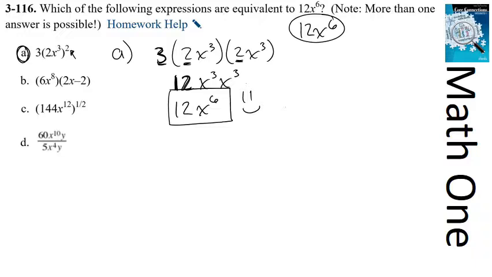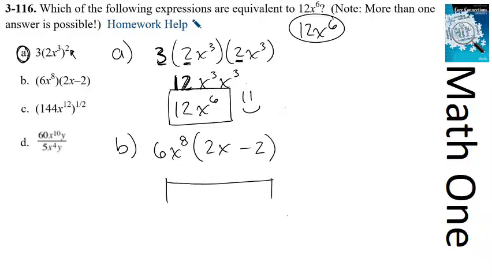For expression B, I have, let's see, okay, well, this is a little different. I've got 6x to the 8th power, and I'm multiplying that by 2 terms. One of my terms is 2x, and the other term is a 2. And this is not always necessary, but I'm going to do a generic area model here to help me organize my work. So one of my factors is 6 times x to the 8th, and the other one is 2x, and the other one is minus 2.